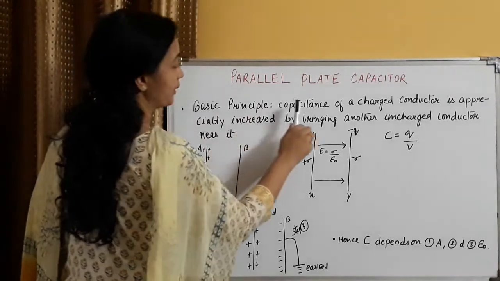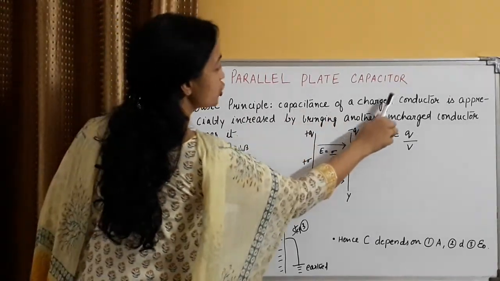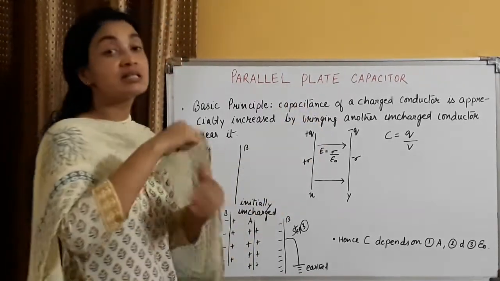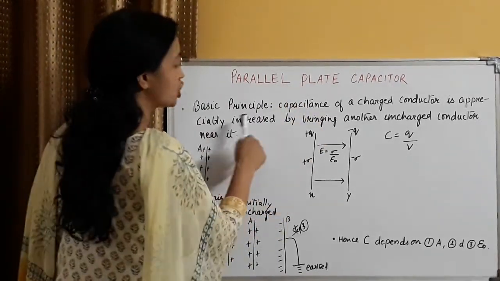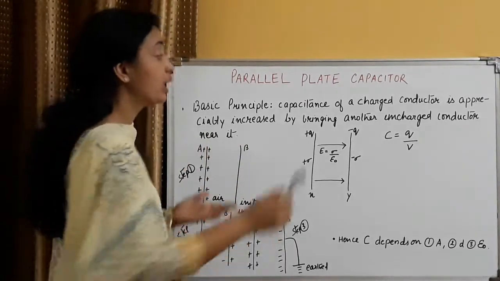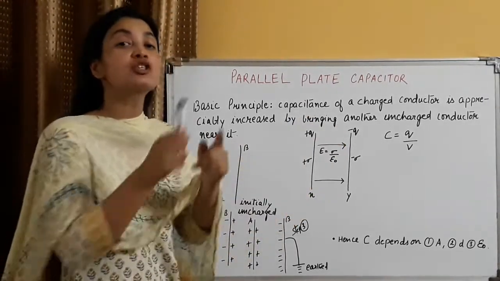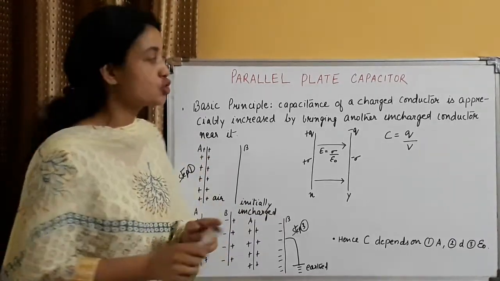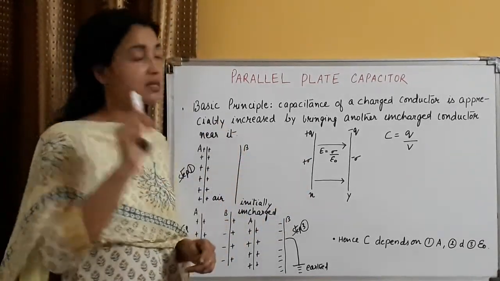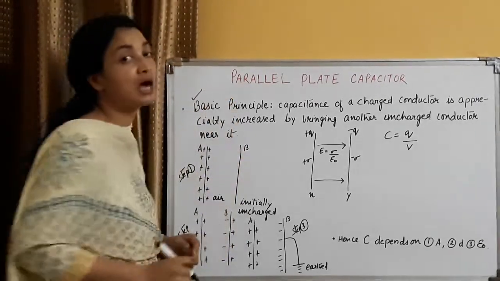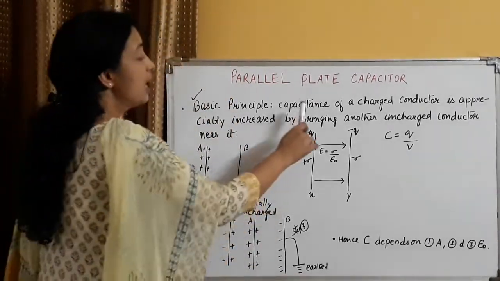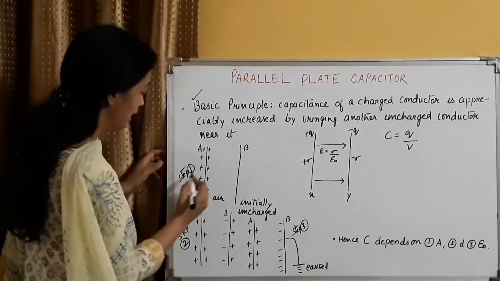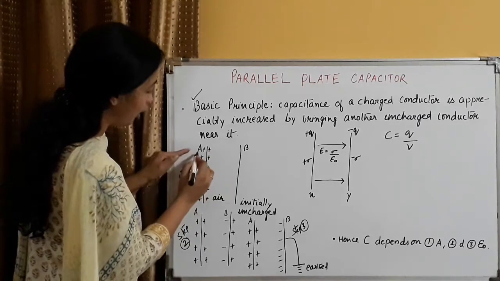The basic principle: capacitance of a charged conductor. I can have a single charged conductor and its capacitance can be increased appreciably by bringing another uncharged conductor, it should be neutral, close to it. This is the basic principle. You have to learn it by heart because you may be asked to state the principle. Capacitance of a charged conductor. Let me demonstrate with an example. Step 1. I have a conductor, I call it by the name A.